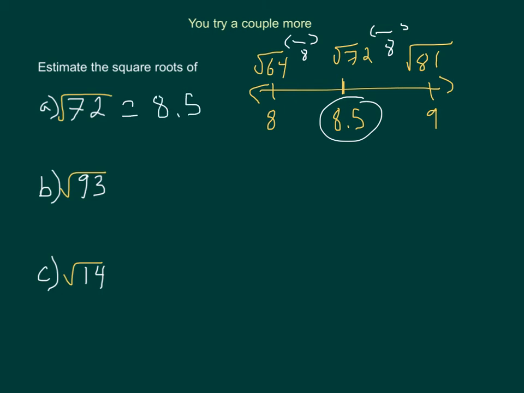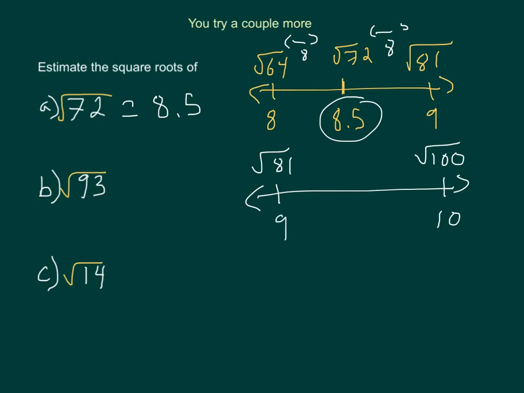Okay, let's try the second one here. Estimate the square root of 93. Well, draw our number line again. What squares fall immediately before it and after it? Well, looking at our number line, we know 100 will fall right after, and 81 will fall right before it. Find our square roots for these numbers. We have 10, the square root of 100. Square root of 81 is 9. Now we're going to place our middle point, which is 9.5.